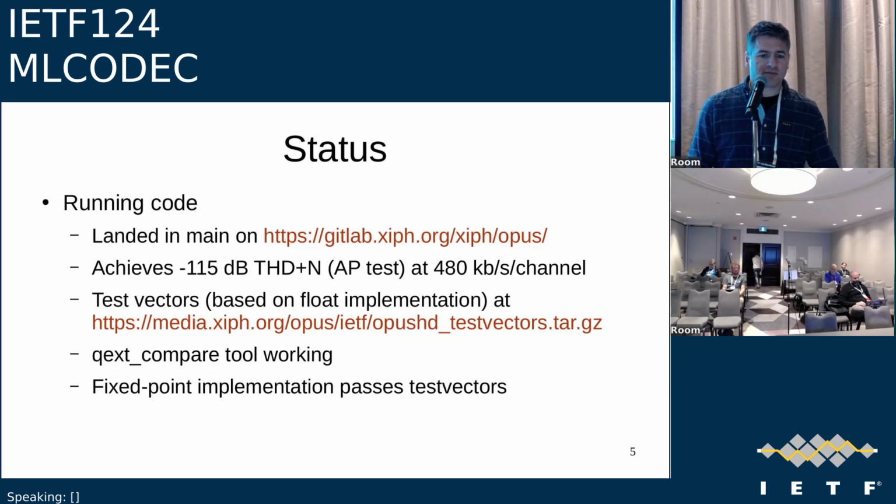So in terms of the status, again, not very much changes. It's all running code. It's landed in main in the GitLab repo. There's a GitHub mirror as well. It achieves minus 115 dB THD plus noise at high bit rate. This is the link for the test vectors, the same one as last time.